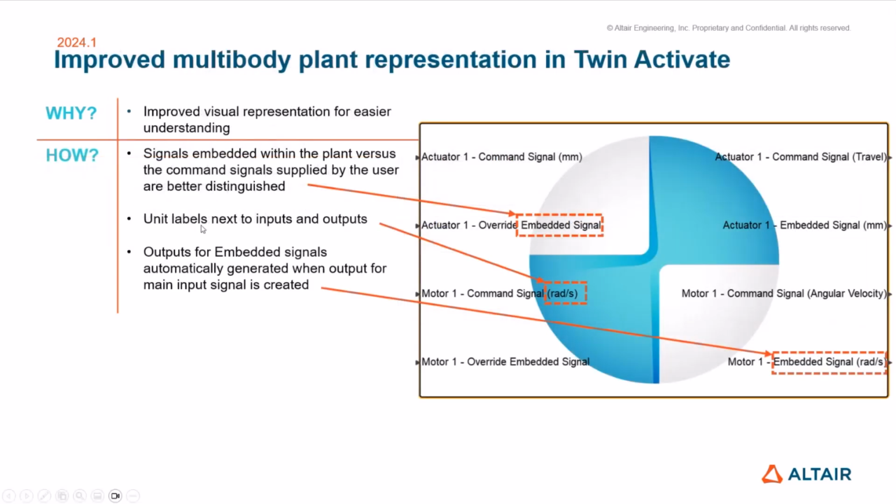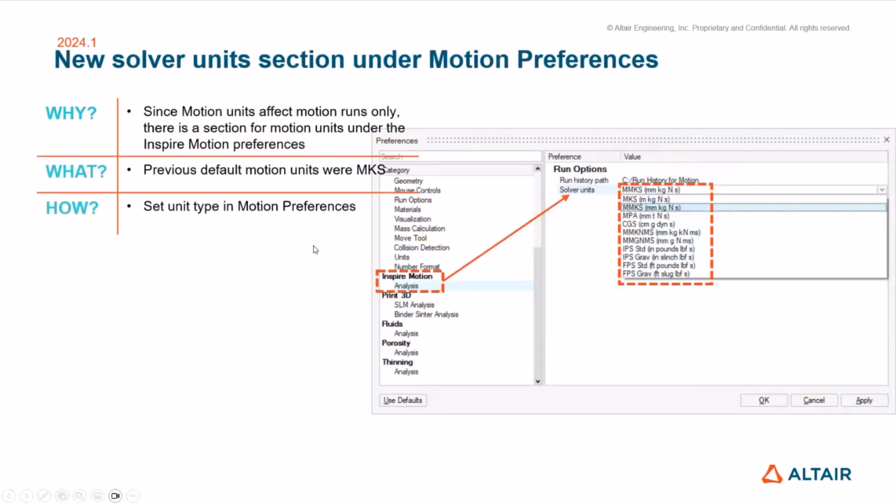We've also improved the representation of what the multi-body plant looks like inside of Twin Activate. There was some non-clarity in the previous version where we had some additional signals that came out. So we've added some qualifiers in terms of the units, in terms of what these signals are to make it clearer. We've also introduced a new section under the motion preferences.